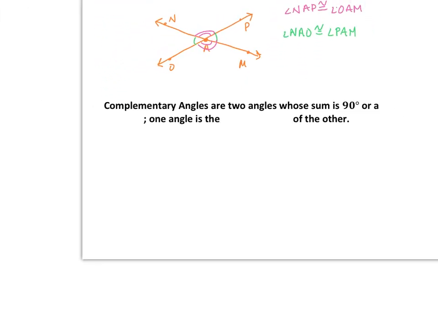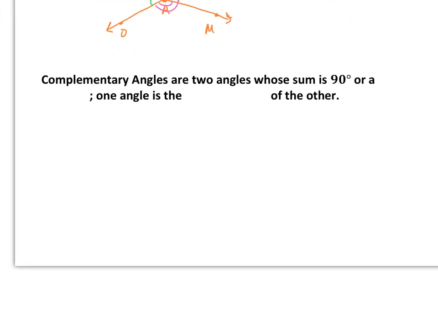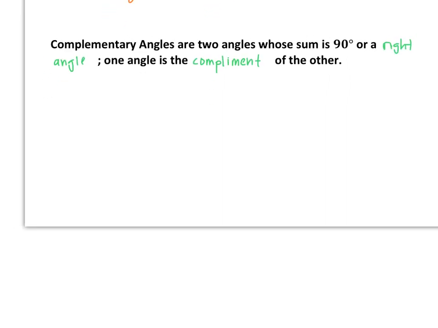Complementary angles. Complementary angles are two angles whose sum is 90 degrees, or we know that is also called a right angle. One angle is the complement of the other, okay? So complementary angles form a 90-degree angle.